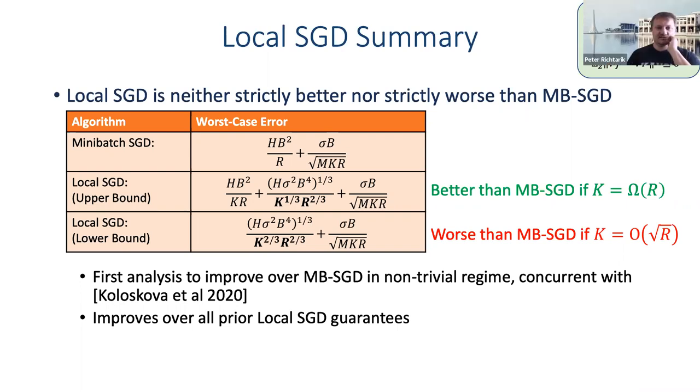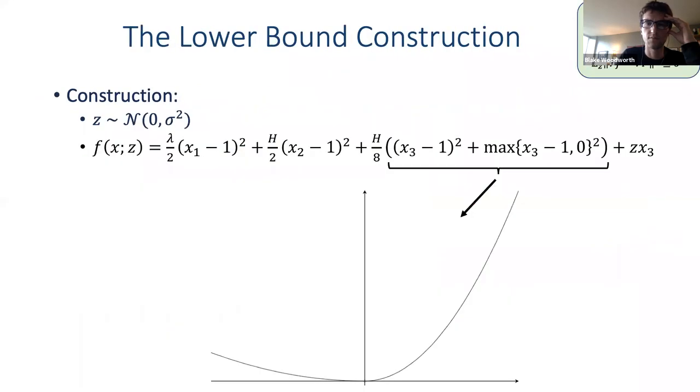So I had a question about the construction of this lower bound. You said that for quadratics, you have pretty good behavior. So that would mean that the lower bound would not be constructed for quadratics. Can you comment on this? So I actually have some slides on this. The lower bound construction is actually almost quadratic. The first two terms here are quadratic, and the third term is something like this. And it's piecewise quadratic.